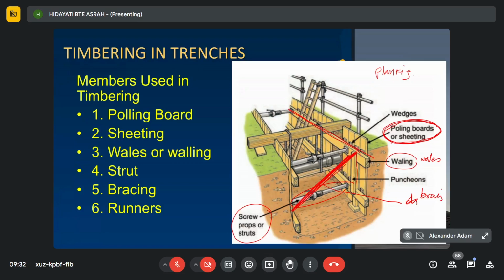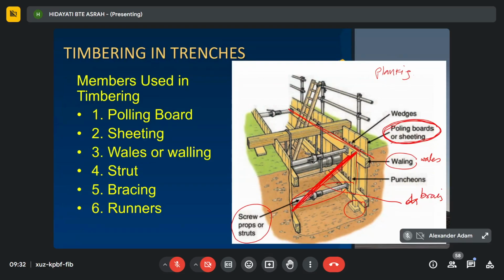similar to the polling board, but it is a long and thick wooden plank. It's longer than this polling board, and usually it has an iron shoe attached to the bottom edge. That is the runner. So these are the members in timbering, a brief description of the members.